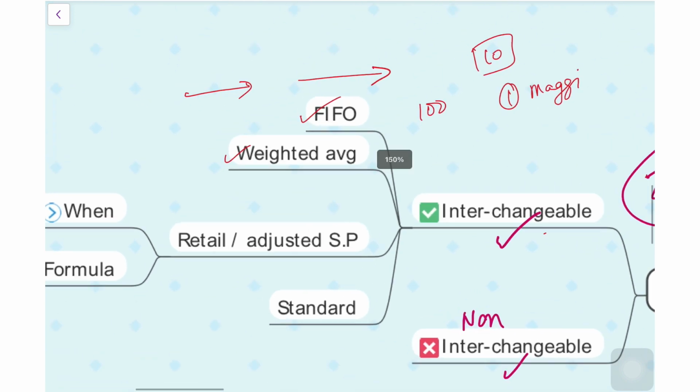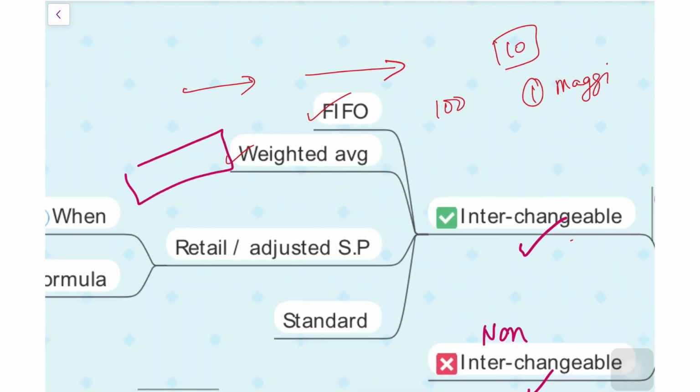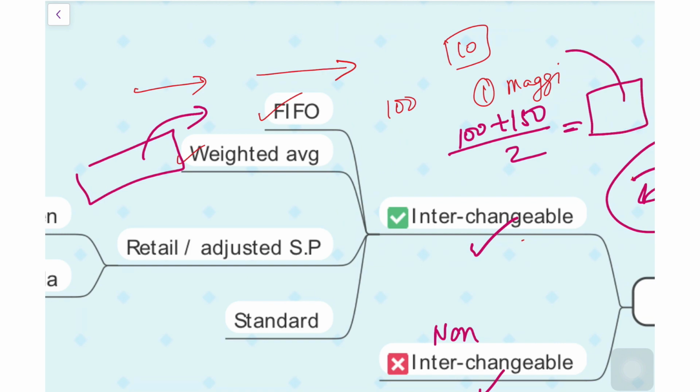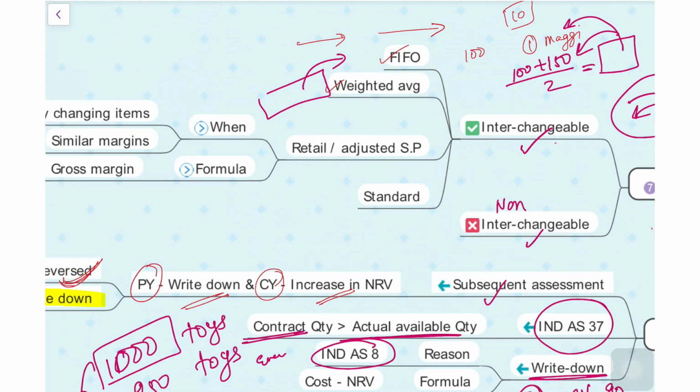Next is weighted average. Here you take an average of all the costs and apply it on the Maggi. So you will do 100 plus 150 divided by 2, and whatever average cost you get, you apply that on each Maggi packet. That is your weighted average method.